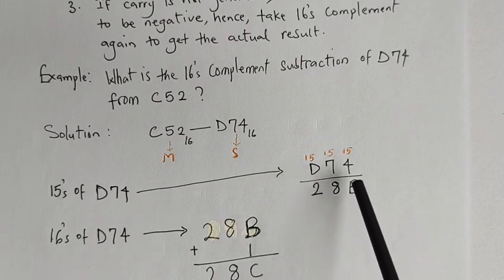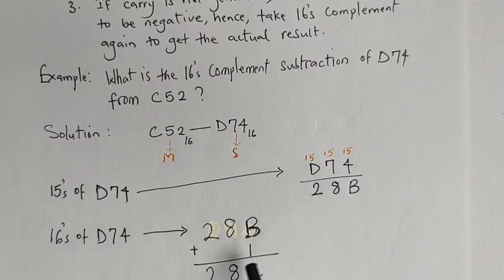Now what we need to do is to obtain the 16th complement, which is to add 1. Alright, so we have 28B. We need to add 1 to it to obtain the 16th complement. So B plus 1 is going to be C. Now B in the hexadecimal number system is nothing but 11. So 11 plus 1 is 12. 12 is represented as C. That's how we got C.